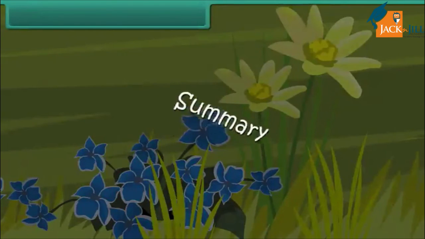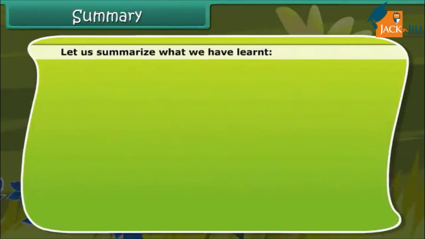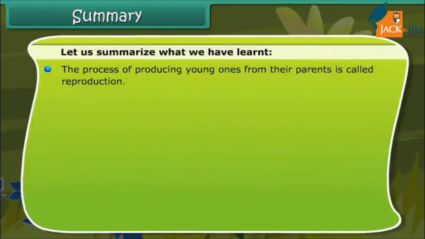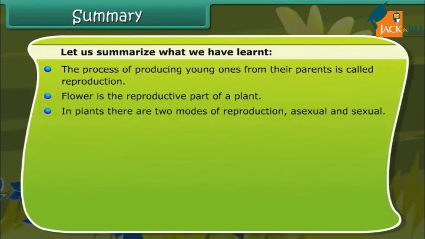Summary. Let us summarize what we have learned. The process of producing young ones from their parents is called reproduction. Flower is the reproductive part of a plant. In plants, there are two modes of reproduction, asexual and sexual.